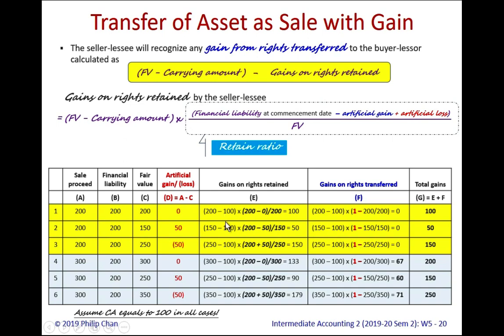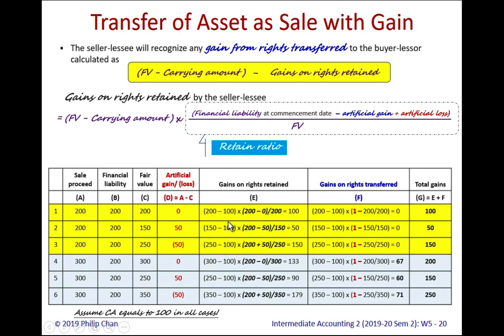The gains on rights retained must be the difference between the two, which is 100, 150, 150. Using the formula, we know it from the top. Of course, we can still work out the gains on rights transfer by ourselves, which is first of all work out gains on rights retained, which is total gain. Remember, total gain is the fair value minus the book value for the first one. Second one, fair value minus book value. Third one, 250 fair value minus book value 100.